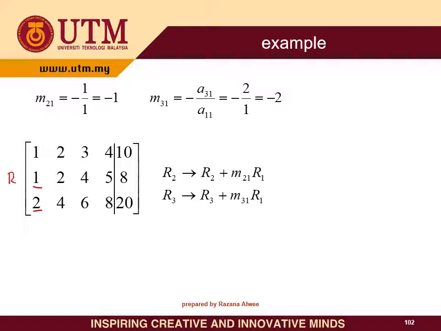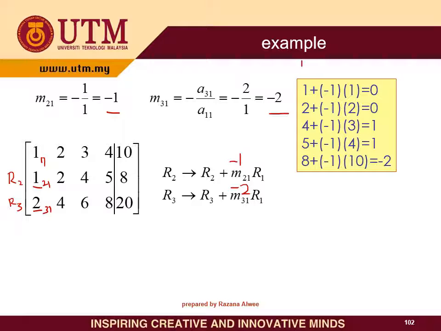So we need to change row 2 and row 3. This is 1 1, this is 2 1, this is 3 1. So for M21 we need to multiply by -1. For M31 is -2. So row 2, the new one, will have -1 as their M21, -2 as their M31, to change these two to 0.